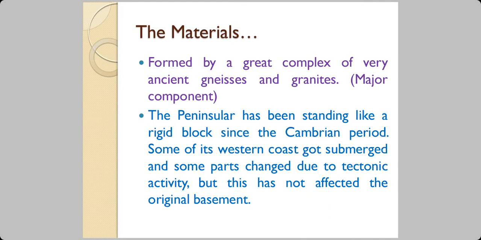Now, what is the material made up of? Just like I mentioned, this is formed by a great complex of very ancient gneiss and granite. Now, these are the major components. The peninsula has been standing like a rigid block, again reiterate, since the Cambrian period, and some of its western coast got submerged. That is the reason we have good ports and harbors on the western coast and not in the eastern coast.